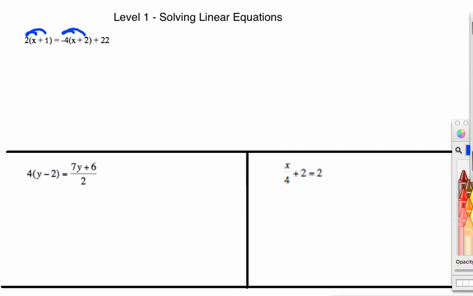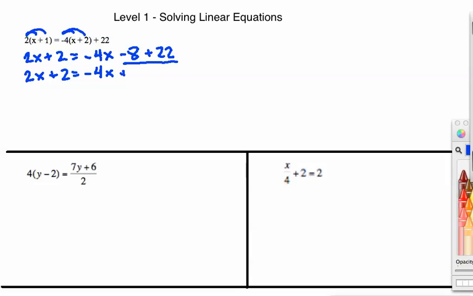And on the left-hand side, we'll end up with 2x plus 2 equals. And then on the right-hand side, we'll have -4x. -4 times 2 is -8. Alright, next step here. The left-hand side is as simplified as possible, so we're going to continue simplifying the right-hand side. -8 plus 22, those are our common terms. So 22 and -8 gives us plus 14.